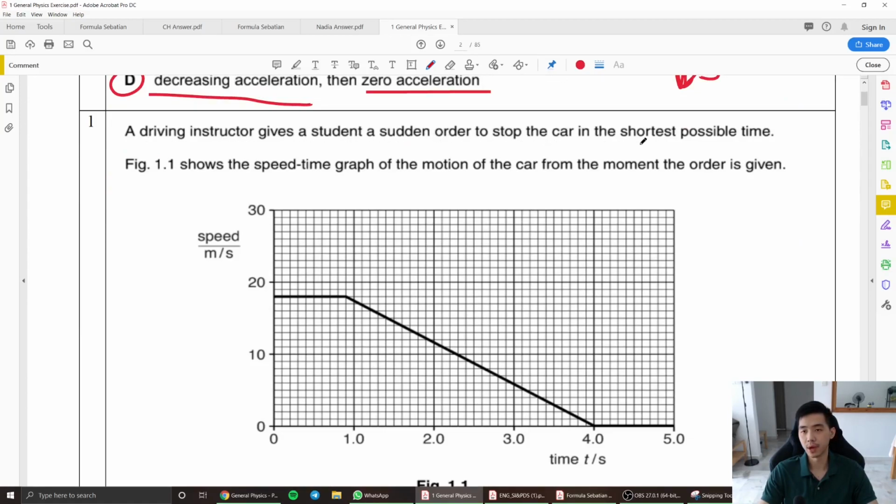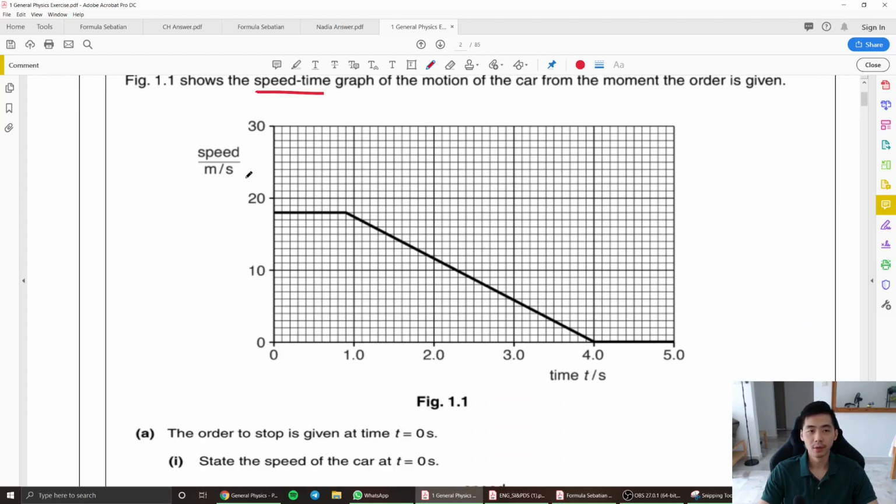Alright, then looking at this next part here, a driving instructor gives a student a sudden order to stop the car in the shortest possible time. Figure 1.1 shows the speed-time graph of the motion of the car from the moment the order is given. So you can see here, initially it was moving at somewhere around 18 meters per second. It started decelerating from 0.9 seconds and then eventually stopped at 4 seconds here.